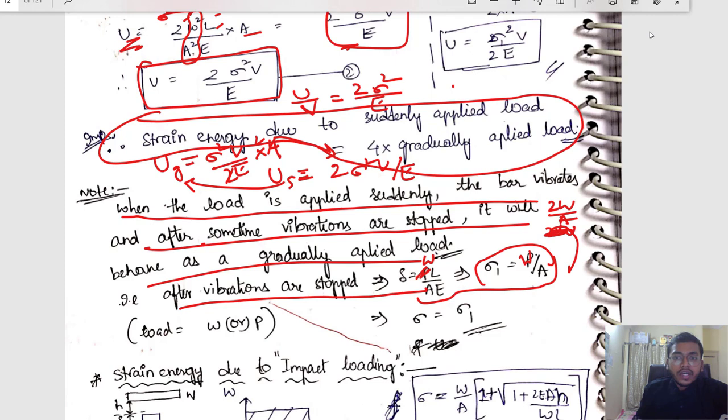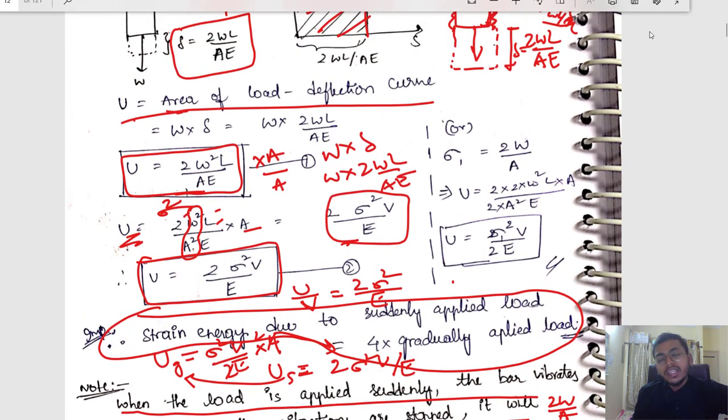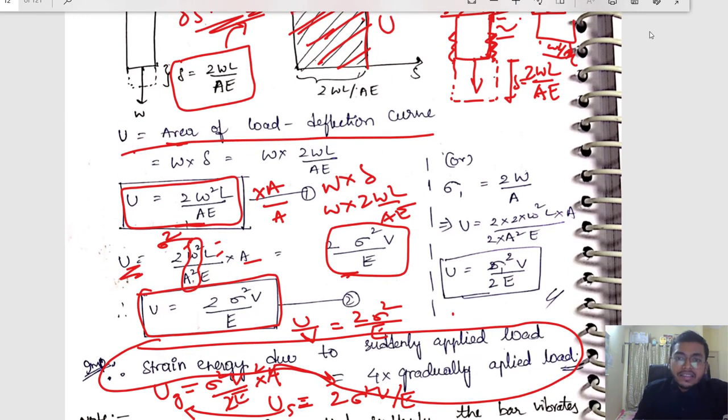So it will go back to again W by A. Okay, so this is about the strain energy stored due to suddenly applied load. This is the note which I have given, not that important, so ignore it. This is nothing but the strain energy in terms of stress due to the suddenly applied load.